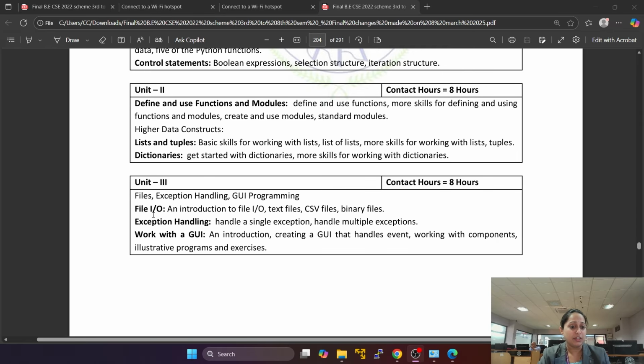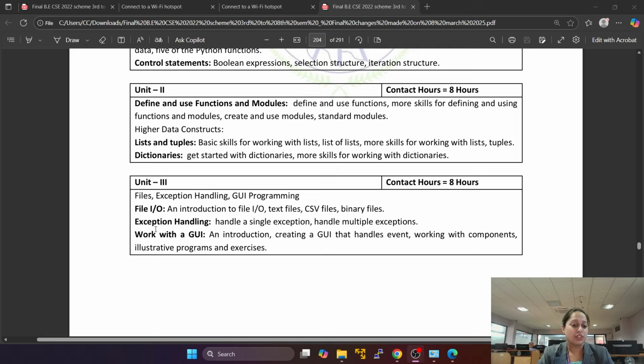In the first chapter, that is file input output, we will be discussing how to create a file and how to deal with text files and CSV files. There are three types of files over here. The first one is the text file, the second one is the CSV file, and the third one is binary files. We will be discussing how to extract the information from a text file, CSV file, and binary files, as well as how to display the information from these files. There are different functions available for these operations.